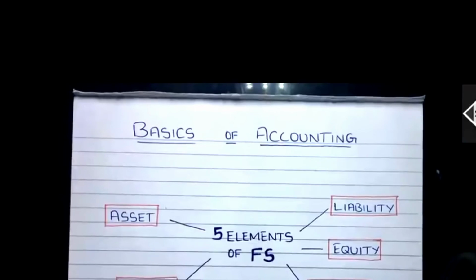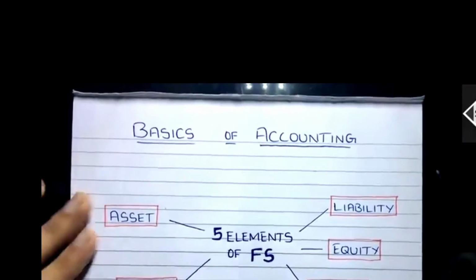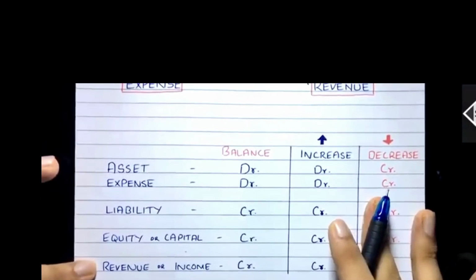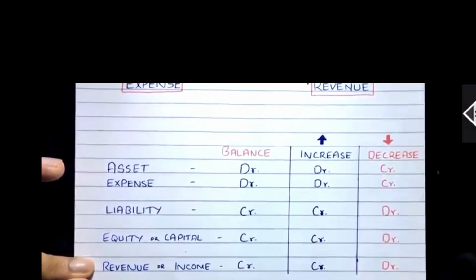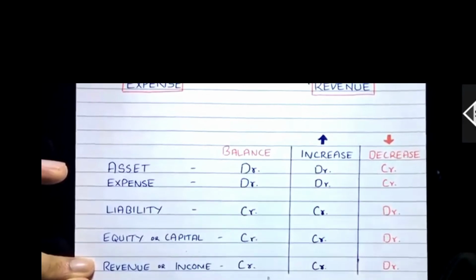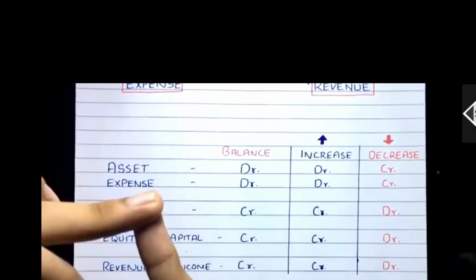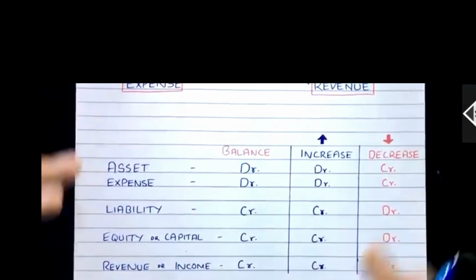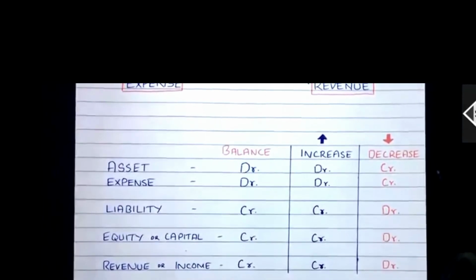Now let's see what kind of balances these 5 elements have. Yes, these are the 5 elements: asset, expense, liability, equity and revenue. So now you must know what kind of balances they have. It will help you to pass the journal entries as well as to do the ledger posting. So entire accounting is based on this modern equation. And you will also be able to relate the meaning of debit and credit over here. Listen to this properly.